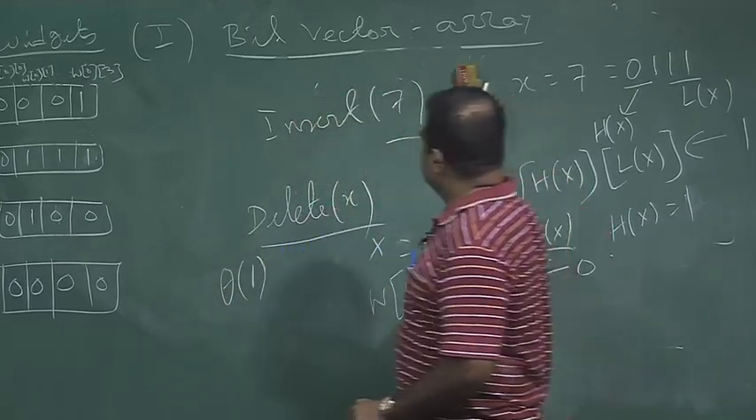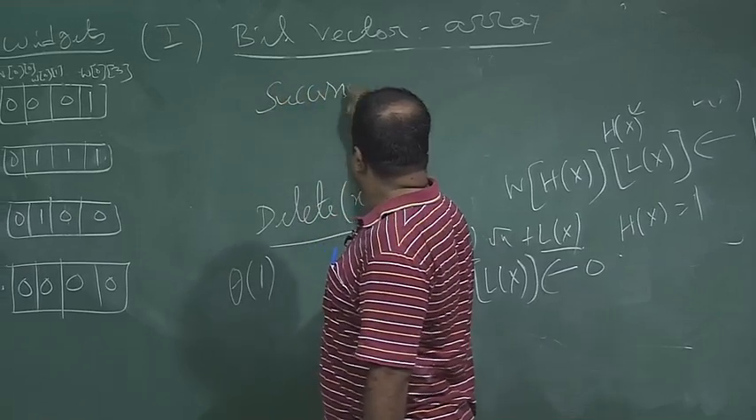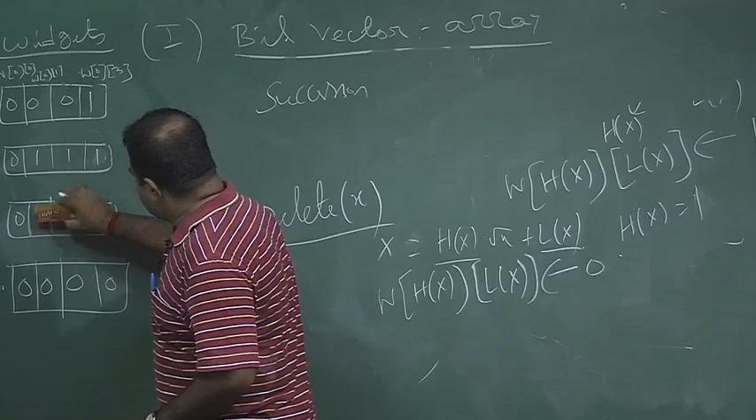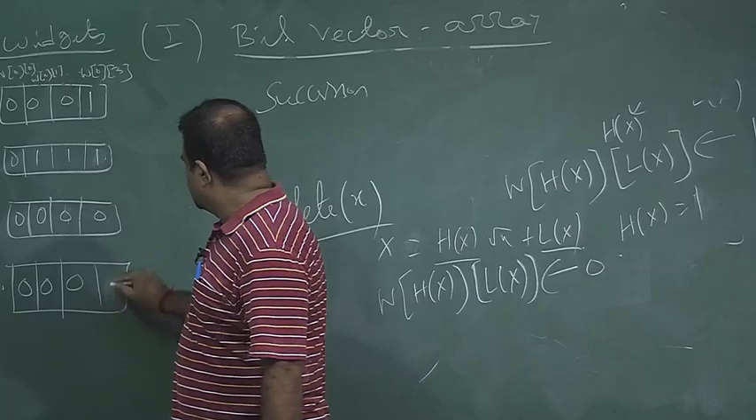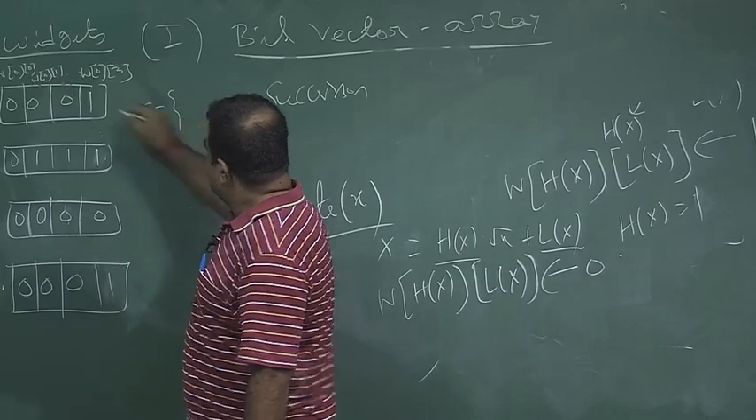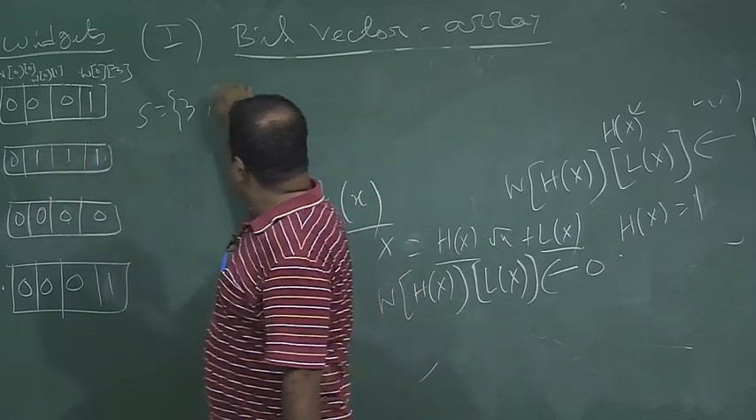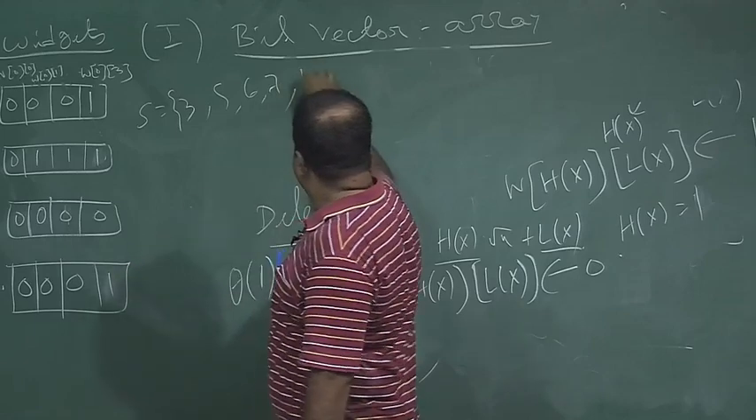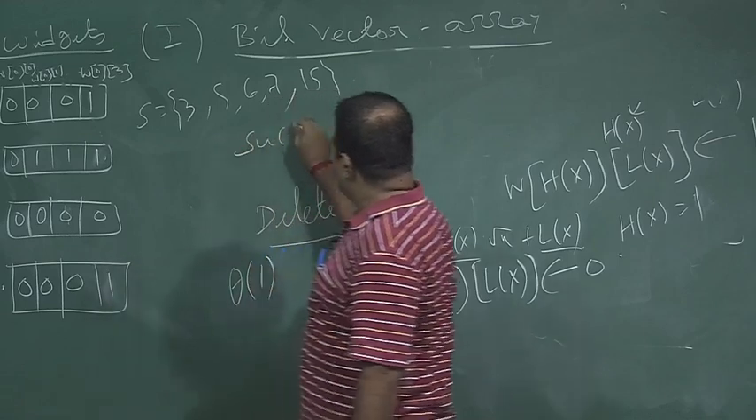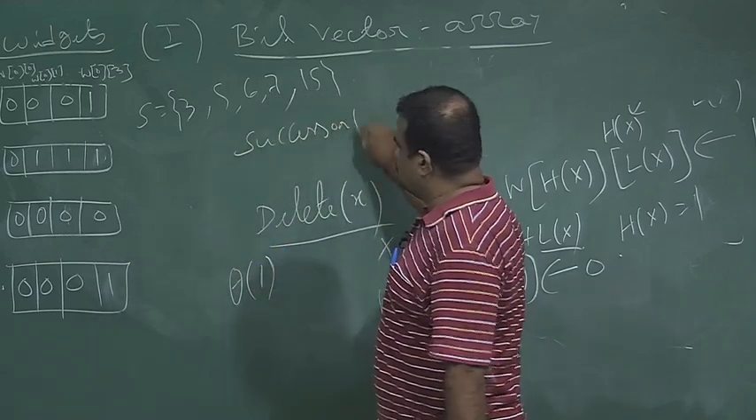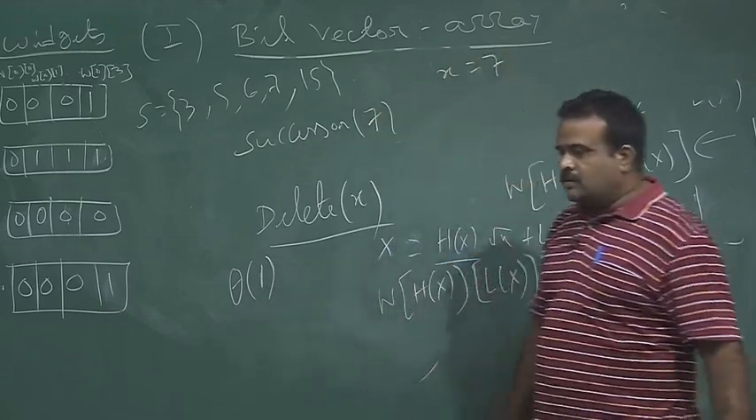Now, what about the successor query? Okay. Now, suppose we have this situation, suppose here it is 0 and here it is 1. So, s is now 3, then we have 5, 6, 7 and then this is 15. Suppose s is like this. Now, suppose we want to find the successor of say 7, x is 7. So, what will we do?